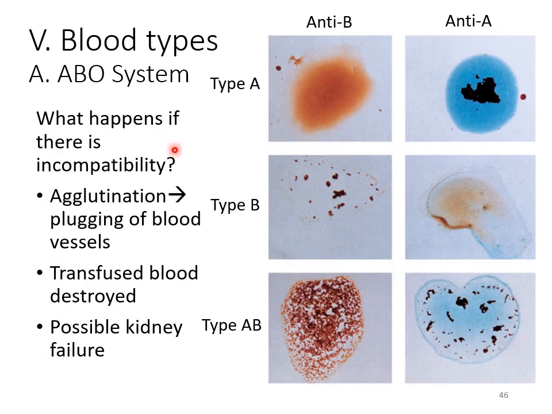So what happens if there is incompatibility in blood transfusion? What we usually observe is agglutination. Agglutination happens when the antibodies, the anti-A or the anti-B, attack those RBCs and cause them to clump together. For example, here is your type A blood. Type A blood mixed with anti-B antibodies, you don't see a reaction, but type A mixed with anti-A antibodies, you see the blood cells clumping up.